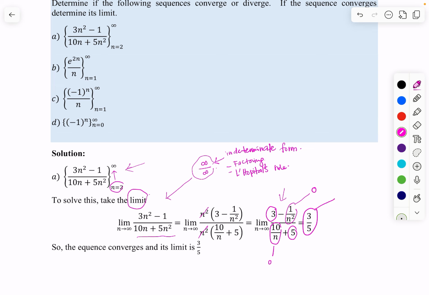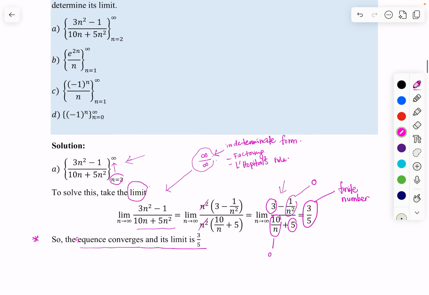So 3 over 5 is a finite number, and it exists. Sorry, this is a typo. Please correct it to sequence, not equence. Since the limit is a finite number, the sequence converges and the limit is 3 over 5. You need to always make a conclusion like this, because this is what the question asks. So the sequence converges and the limit is 3 over 5.